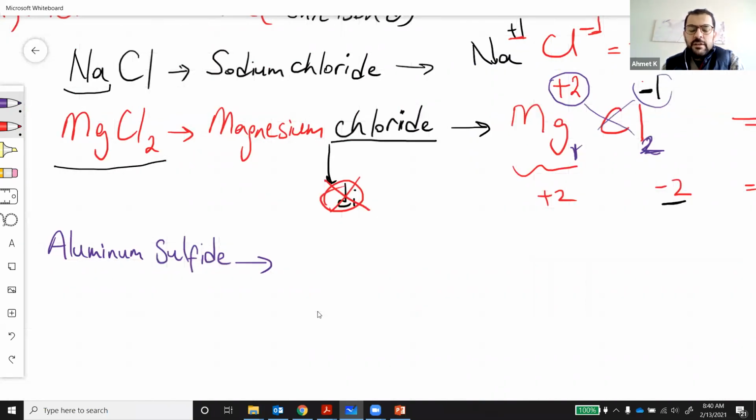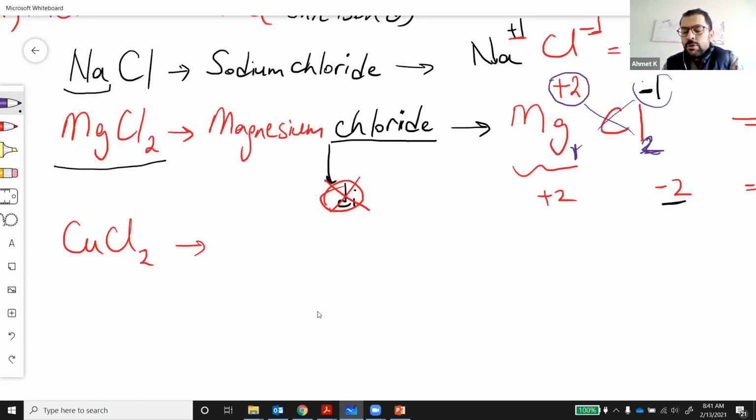So for instance, let me give you an example of copper chloride. What is the charge of copper here? Is it +2 or +3 or +1? What is the copper charge here?